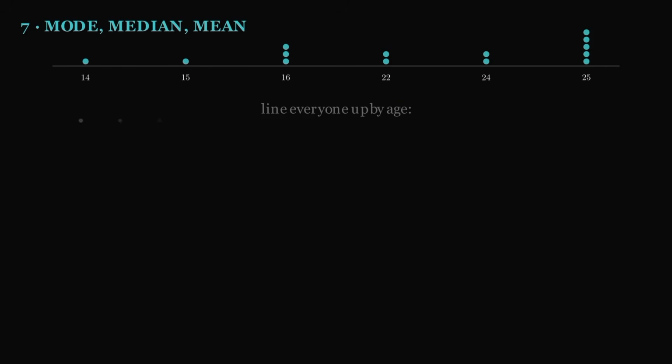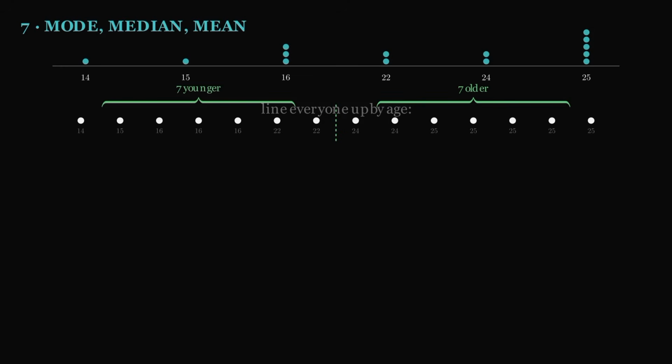Second, the median. Line up all 14 people by age and find the value that splits the room exactly in half, 7 younger and 7 older. Do that and you land on 23, which is a little strange because look at the data. Nobody in the room is actually 23. The median doesn't have to be anybody's real age.